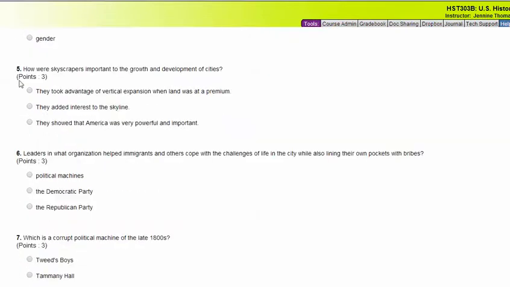Number 5, how were skyscrapers important to the growth and development of cities? They took advantage of vertical expansion when the land was at a premium. They added interest to the skyline. They showed that America was very powerful and important. Number 6, leaders in what organization helped immigrants and others cope with the challenges of life in the city while also lining their own pockets with bribes? Political machines, the Democratic Party, or the Republican Party?